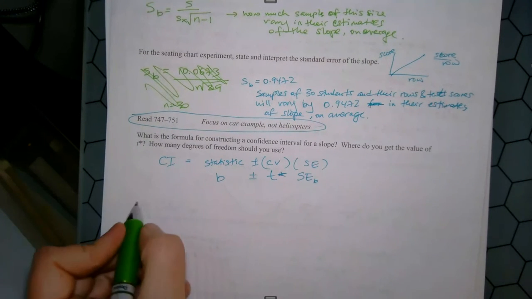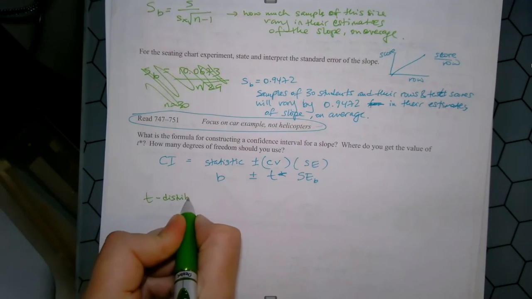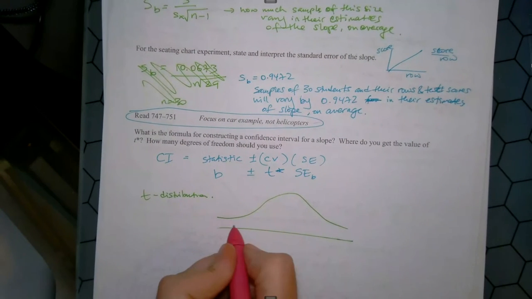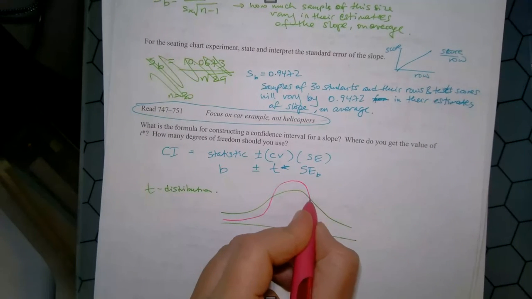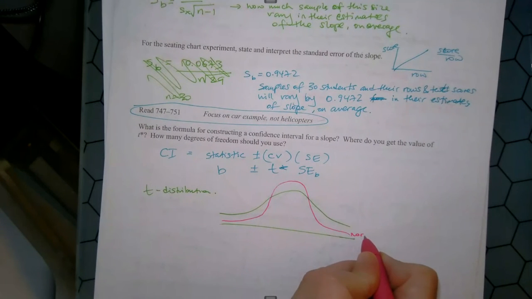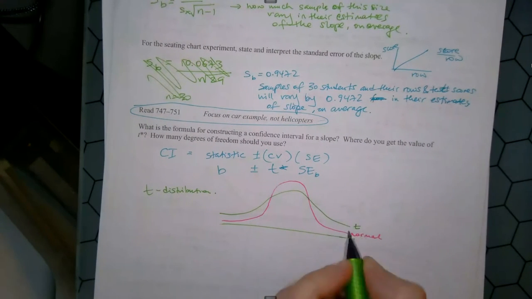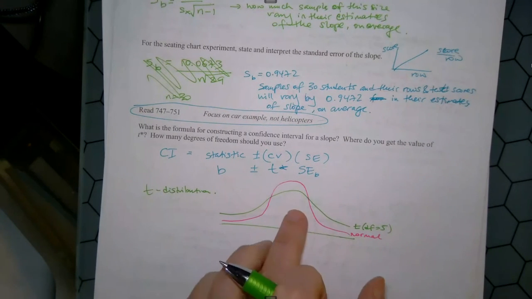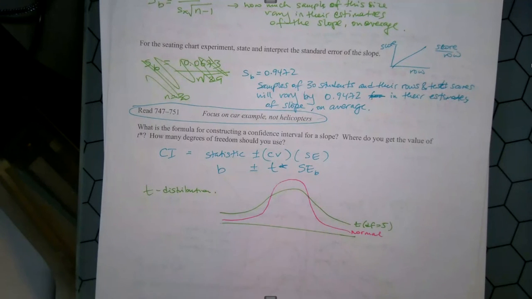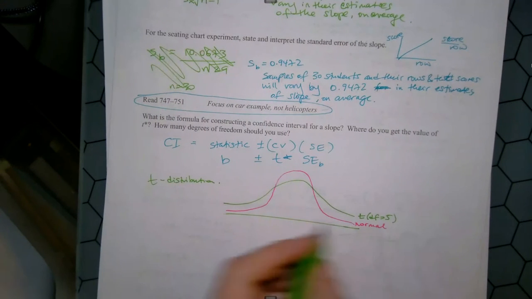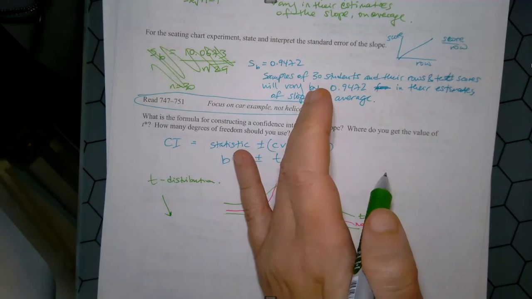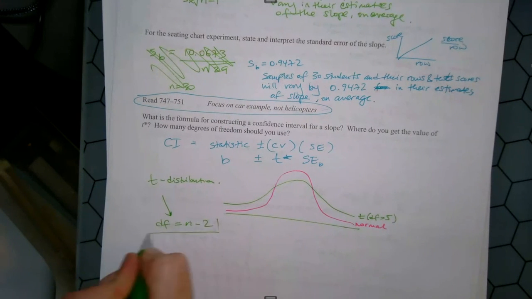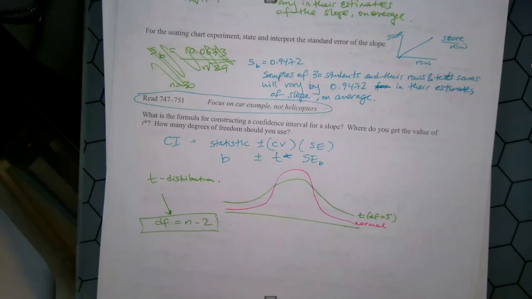So let's talk about, so you have a t distribution, which is a curve that is symmetrical and mounded, but compared to a normal curve, there's more data on the edges and less data in the middle. So this is a normal curve. This is a t-distribution with a low degree of freedom, maybe like degree of freedom is 5. And then as your degree of freedom goes up, this is going to start to approach a normal curve. For slope, for scatter plots, 2 quantitative variables, our degree of freedom is going to be n minus 2. So you lose 1 degree of freedom for each of the 2 variables.